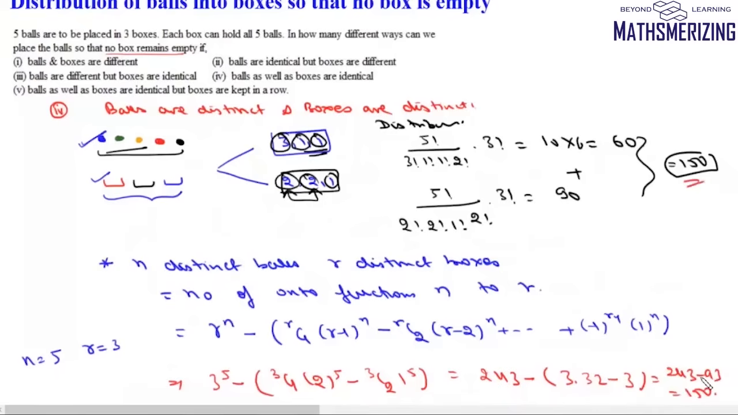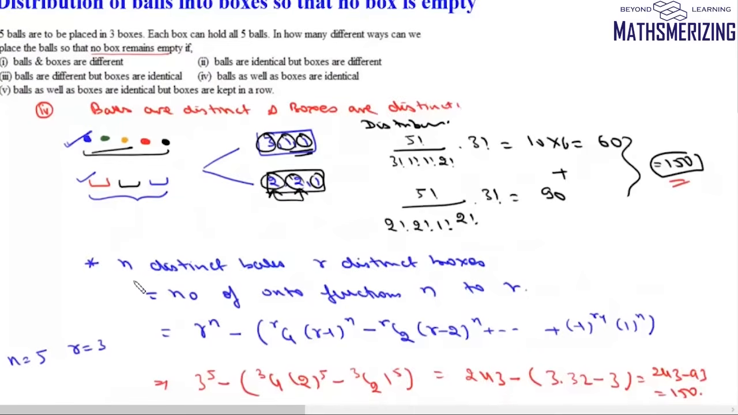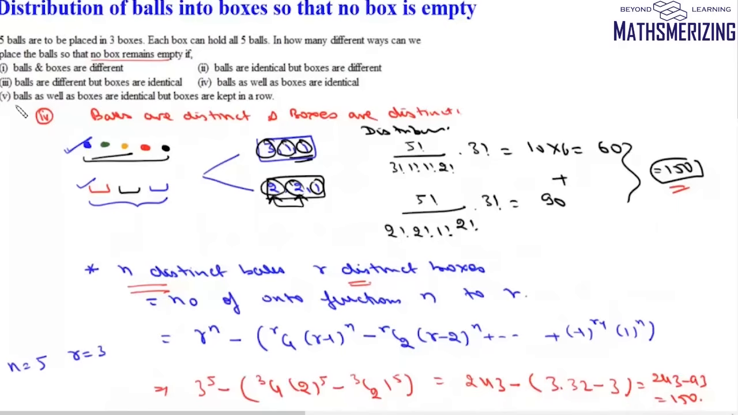So this is how we can find the number of ways in which we can distribute n distinct balls in r distinct boxes. Now coming to this fifth case, when the balls as well as boxes are identical, but boxes are kept in a row. This scenario is the same as when the balls are identical and boxes are different. This case we have already discussed, so we'll not discuss it again. So this is how we solve problems of distribution of balls into boxes when they can be identical or distinct.